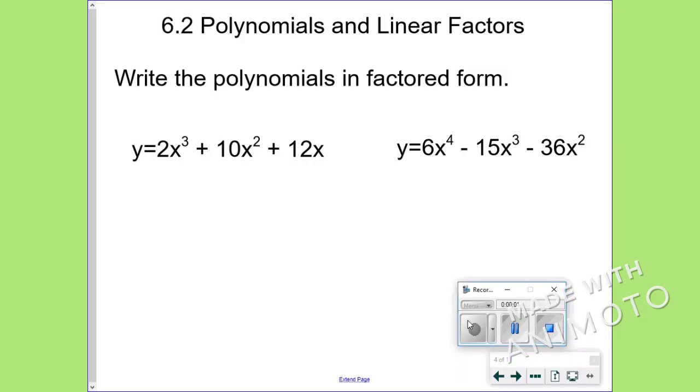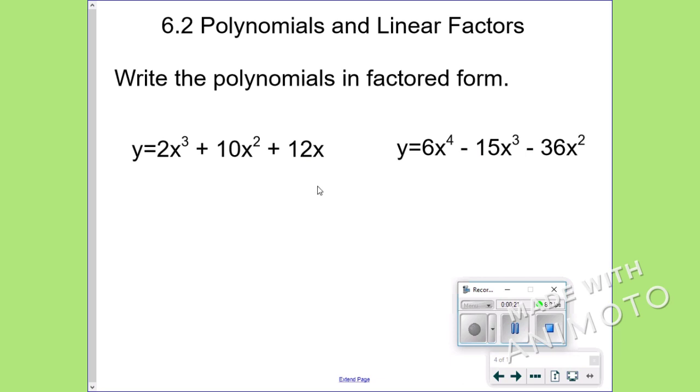Gang, why are we reviewing factoring? That was last chapter. Well, like I told you before, we're never done factoring. That's one of my most favorite topics in Algebra 2 or in math in general. So with 6.2, we're going to look at polynomials and we want to factor them.